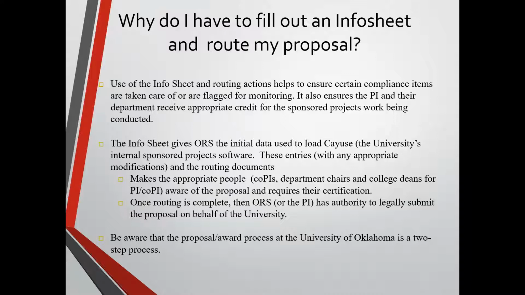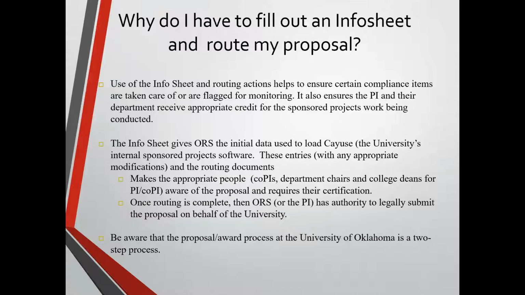These entries, with any changes that you make prior to routing, are what helps determine who's listed as your co-PI, how much credit people have, and things like that. The routing is what makes sure that all of the appropriate people involved in your proposal, your co-PIs, your chair and your dean, are aware of what's going on because they have to certify the proposal. We believe that if there are questions, then the chairs and the deans know to contact you with those questions. That's why we don't require a final proposal document to be available when the routing is done.